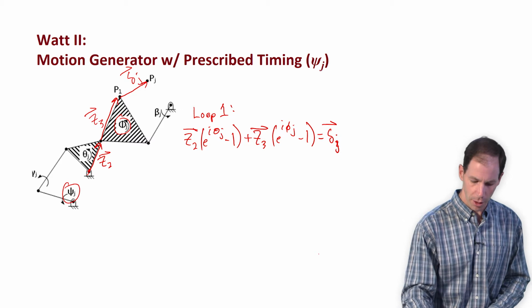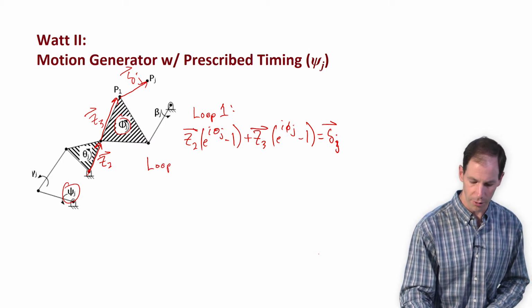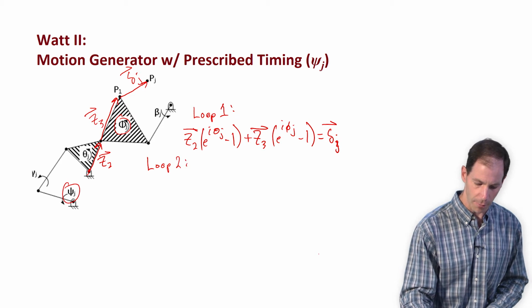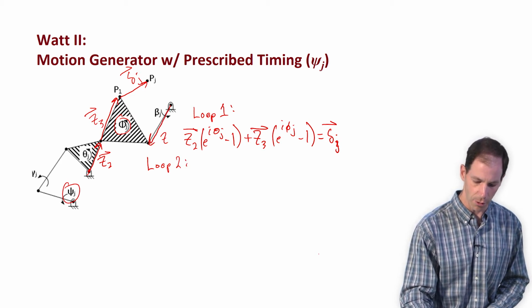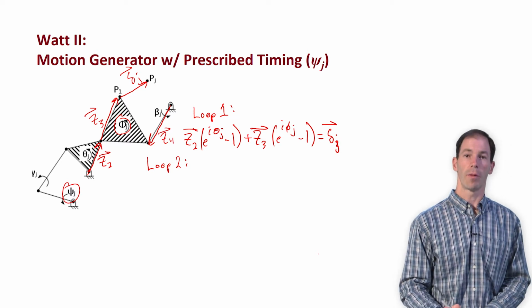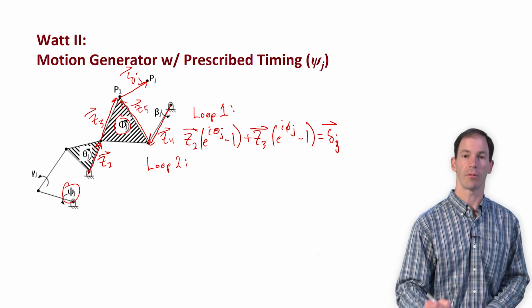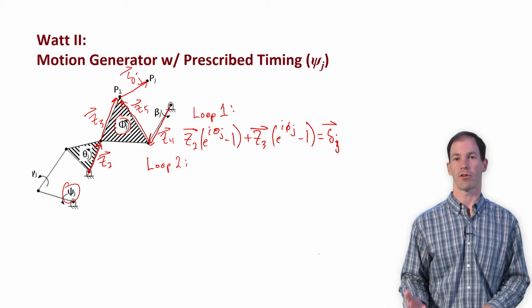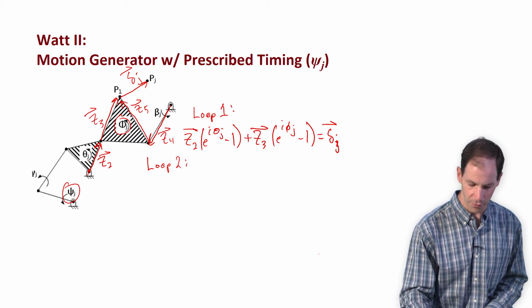Now loop 2 is going to be taking me up the other side of that base 4-bar, I'll call it, where I will be going from the other ground pivot up to this moving pivot, and I'll call that Z4. From that moving pivot up to the precision point, I'll call that Z5. And then I've got the same displacement vector going from precision point 1 to precision point j.